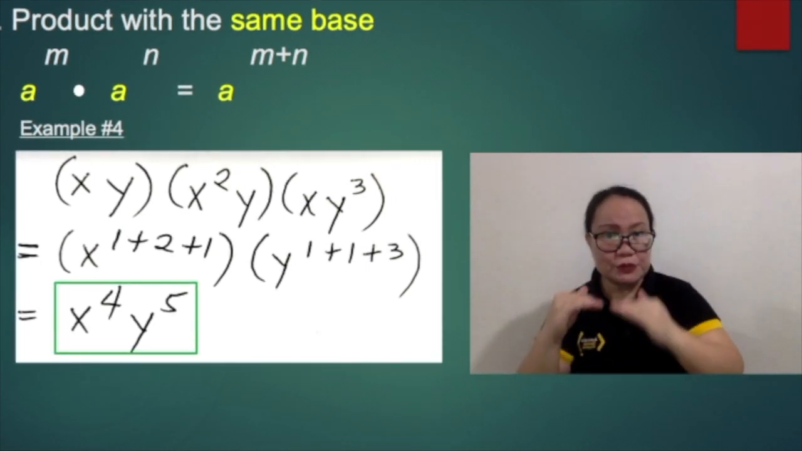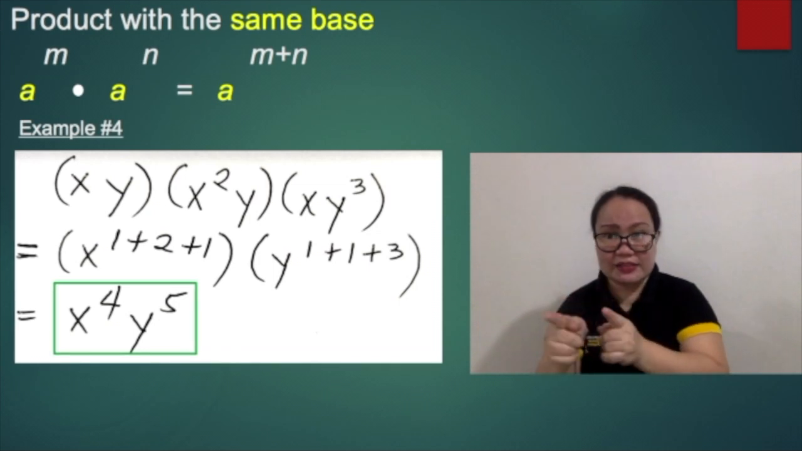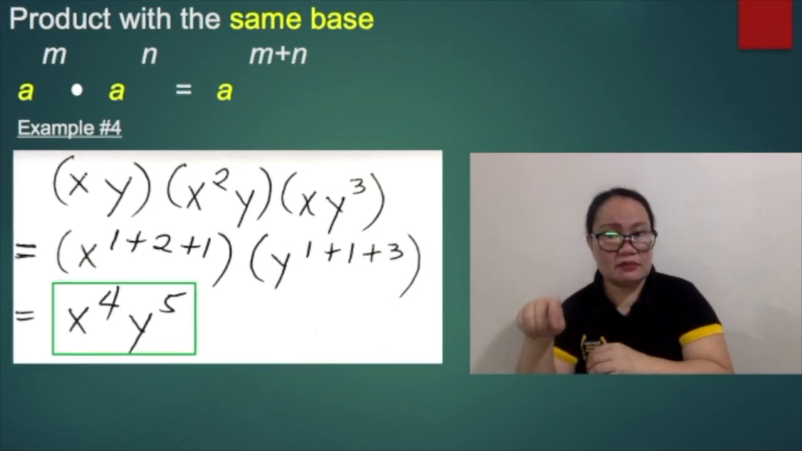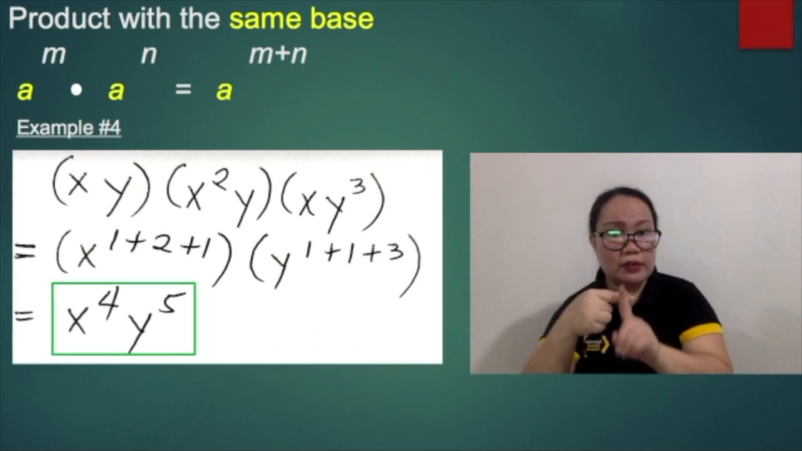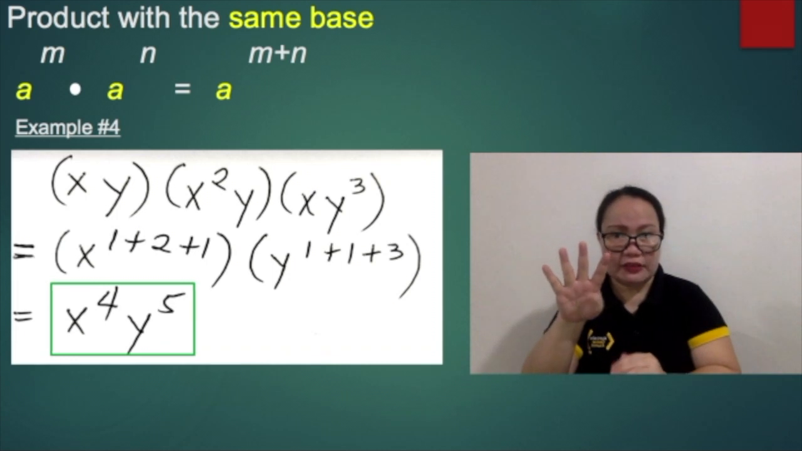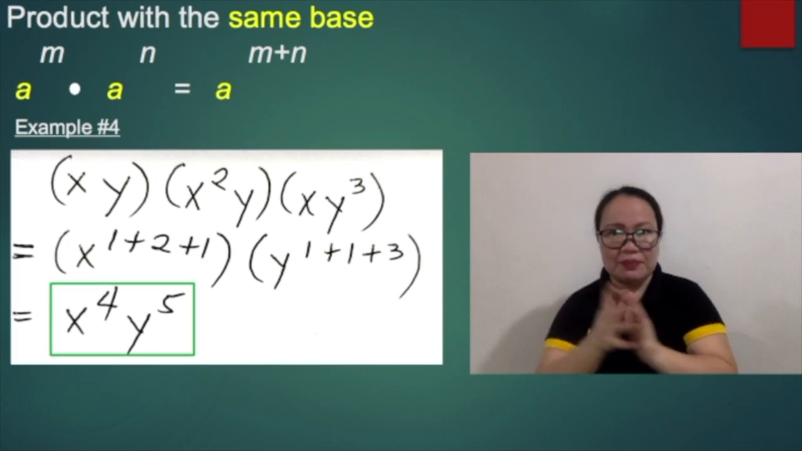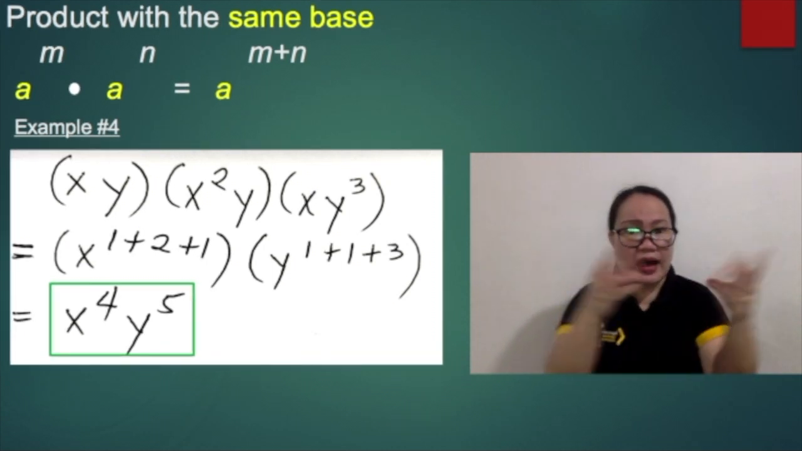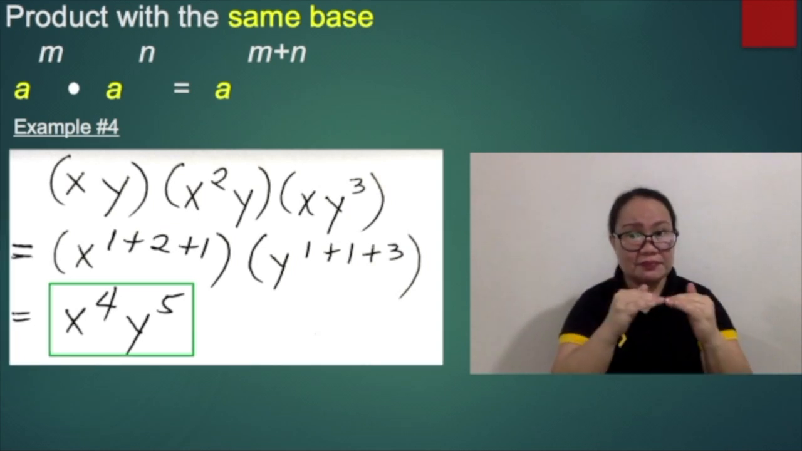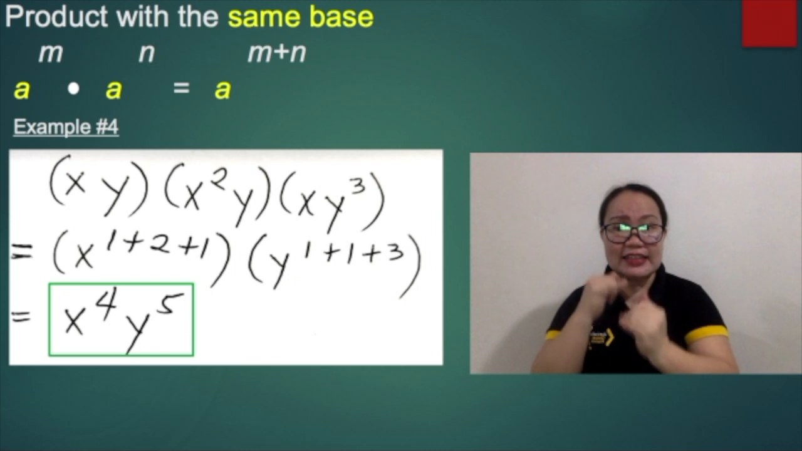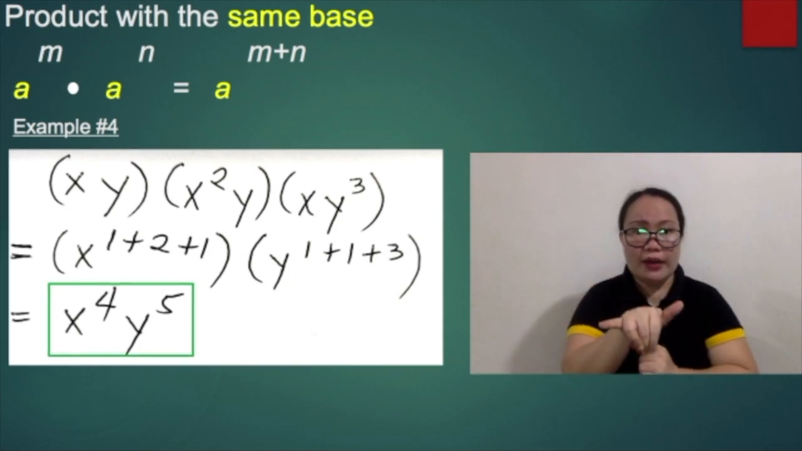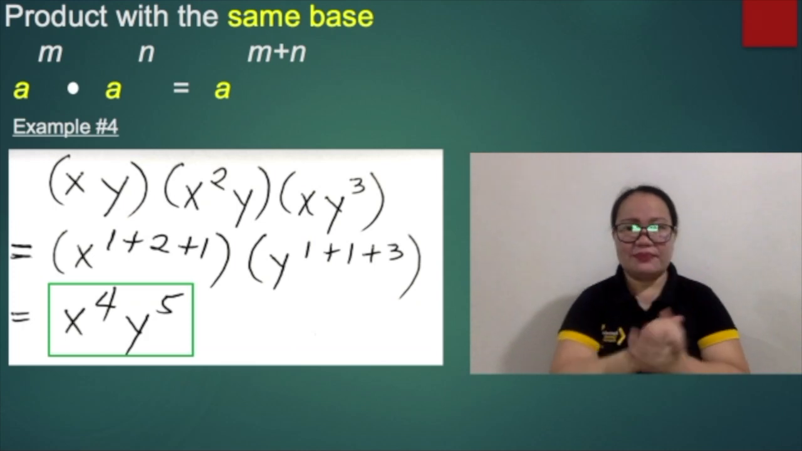So let's proceed to the final answer. Add up all the exponents of x. So 1 plus 2 plus 1 is equal to 4. So x to the power of 4. And then y, add 1 plus 1 plus 3 equals 5. So the final answer is x raised to the power of 4, y raised to the power of 5.